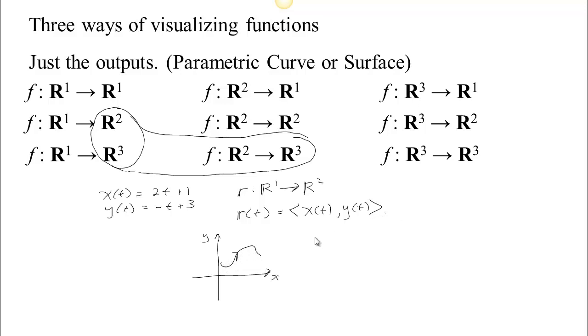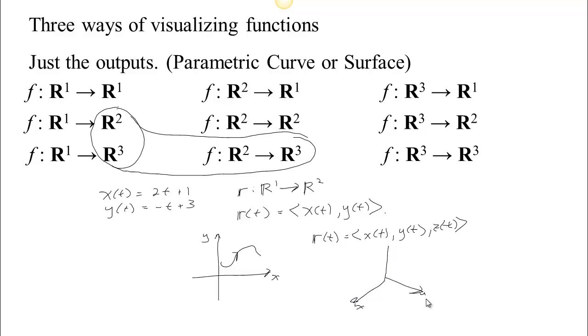Now we could have a function like this, but that had three outputs, so that would just give us a location in three-dimensional space. So instead of getting a curve in the plane, we would get a curve in space, or a space curve.